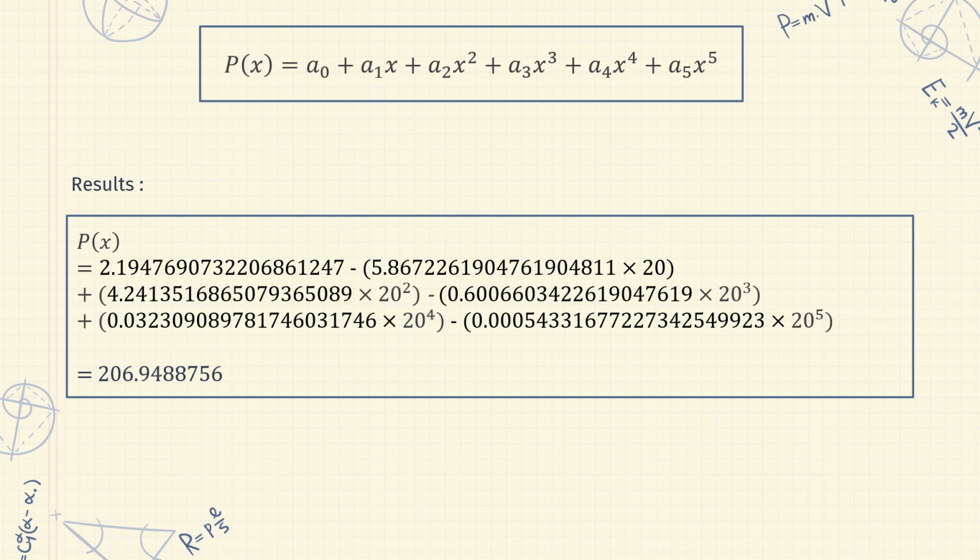But since the question asks us about the lifting force at a velocity of 2000 feet per second, we can substitute x with the value of 20. Thus, the equation can be calculated since all the values are found. At the end, we have found the answer to the question, which is that the lifting force at a velocity of 2000 feet per second is equal to 206.9489.